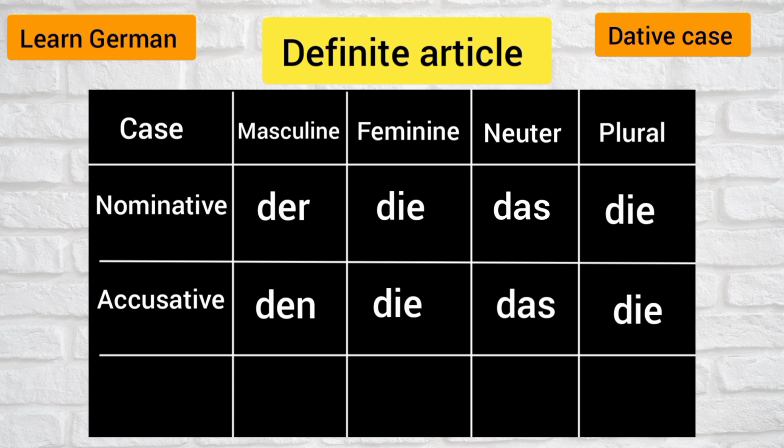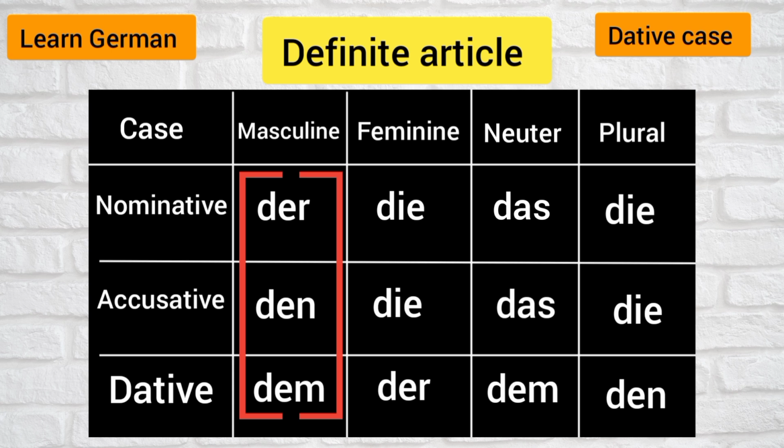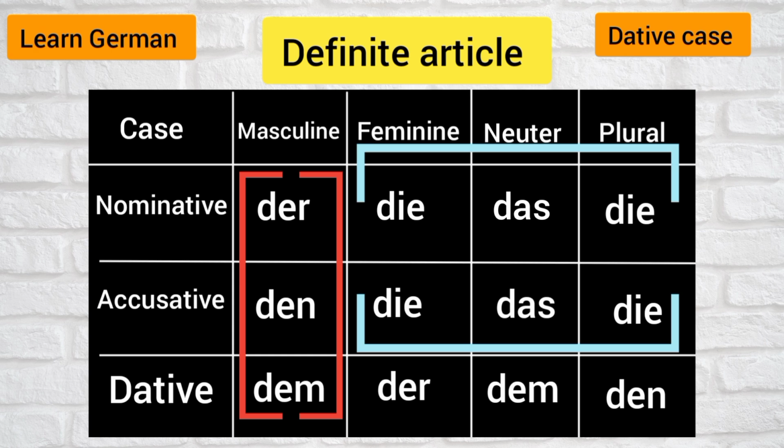Now, let's come to our today's topic, dative case. We use dem for masculine nouns, der for feminine nouns, dem for neutral nouns, and den for plural nouns. We can see here masculine article der becomes den in accusative case, and from den it becomes dem in dative case. But feminine, neutral, and plural articles are the same in nominative and accusative case.